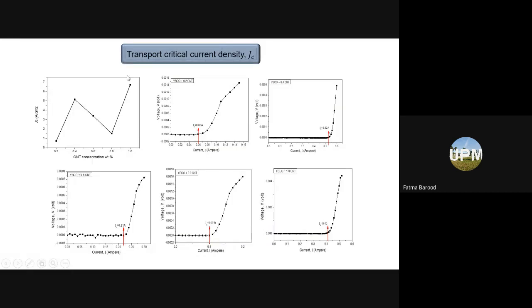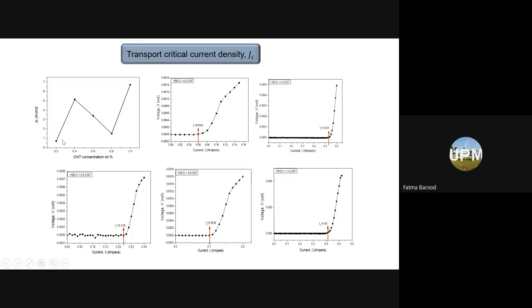Okay, for transport critical current density, we used the 4-point probe to measure the critical current-voltage characteristics of the samples. So far, the samples with carbon nanotube addition were measured, and for the pure sample, we are still waiting for the result. This graph is plotted to determine the critical current value, which is used to calculate JC.